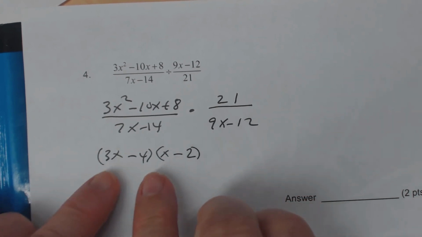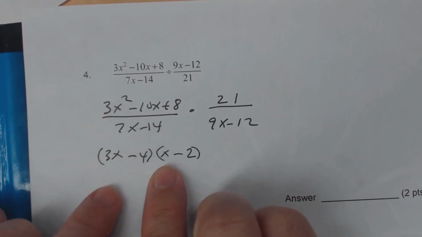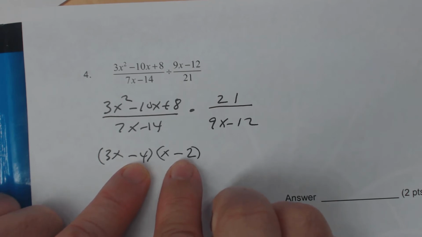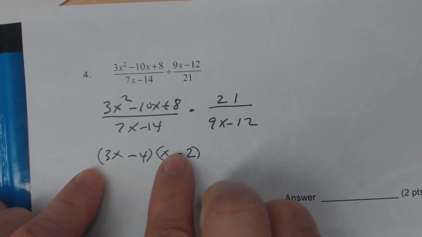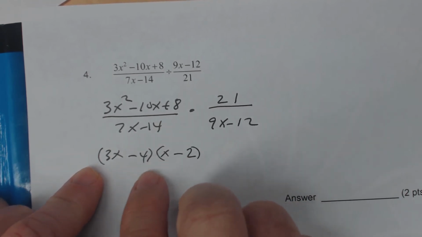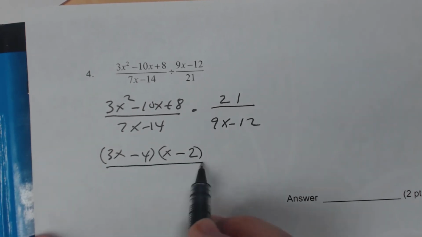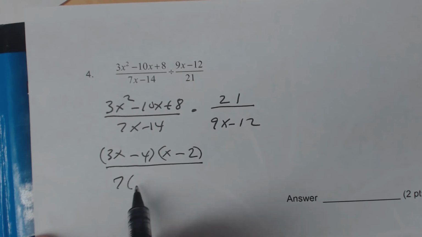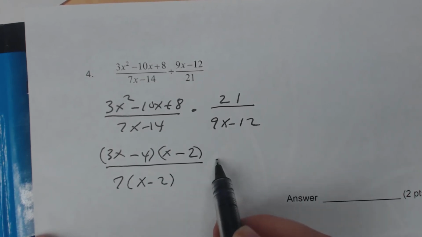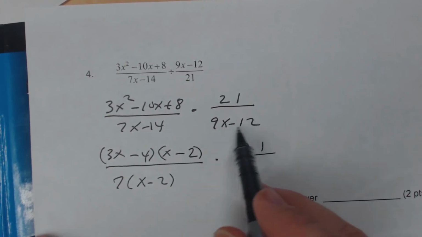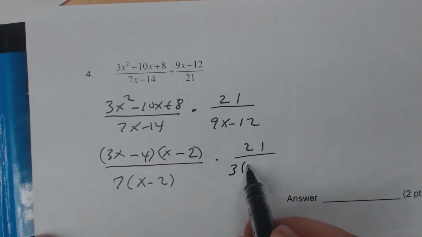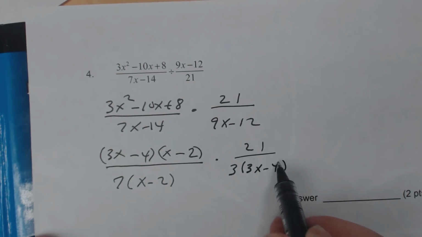And always check yourself before you go on. 3x times x is 3x squared. A negative 4 times a negative 2 is a positive 8. The outer is a negative 6x. The inner is a negative 4x. When I add them up, I get negative 10x. The denominator here I can factor out a 7, so I get 7 times x minus 2 times 21. And over here I can factor out a 3, so I get 3 times 3x minus 4.